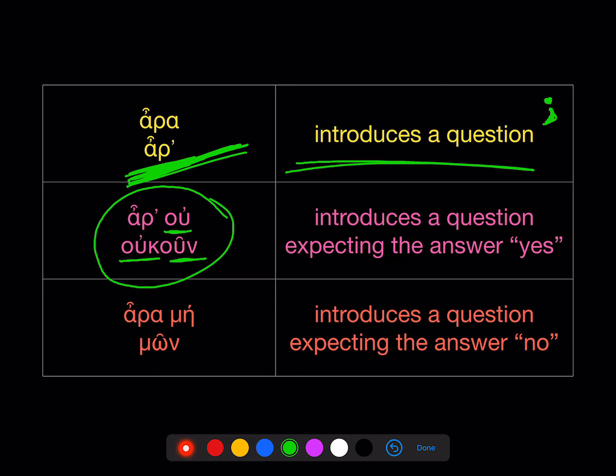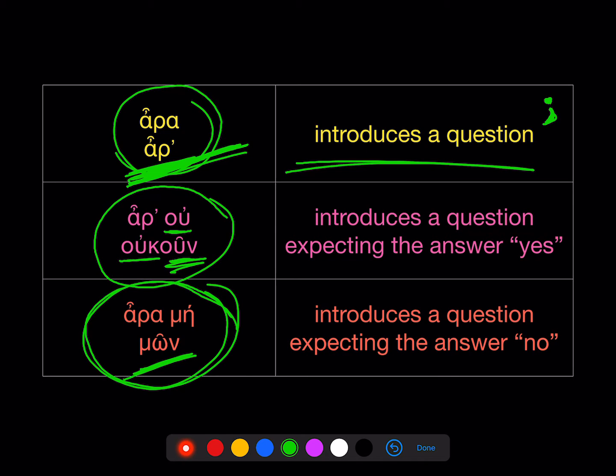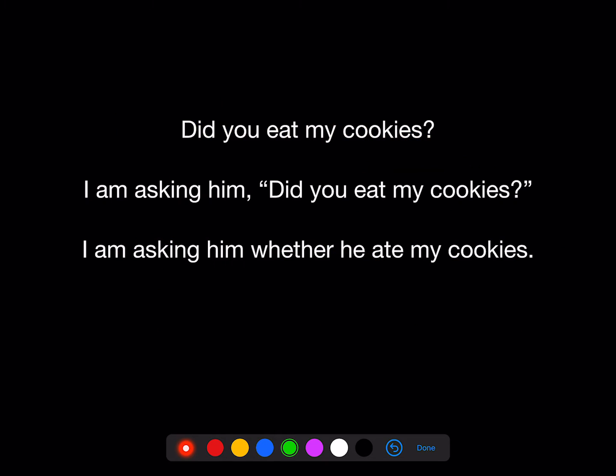If you're expecting the answer no, you can use ara me or moun, right? You didn't eat my cookies, did you? In English, that wants the answer no. In Greek, we'd use ara me or moun. Moun is actually me plus the same oun. All right, so ara and ar just show us that we have a question coming. Aru and oukoun expect the answer yes. Ara me and moun expect the answer no.